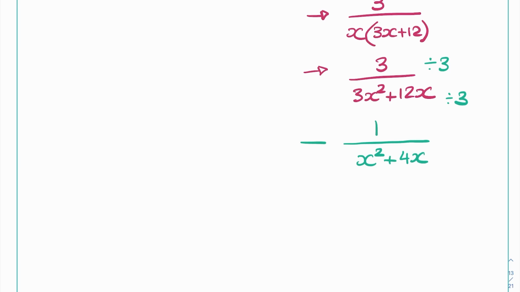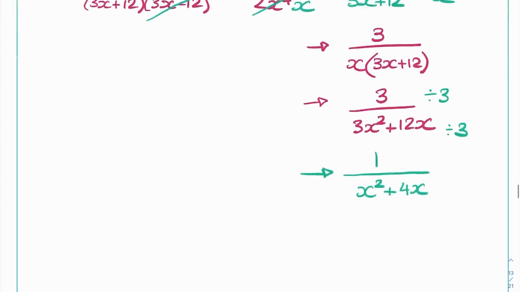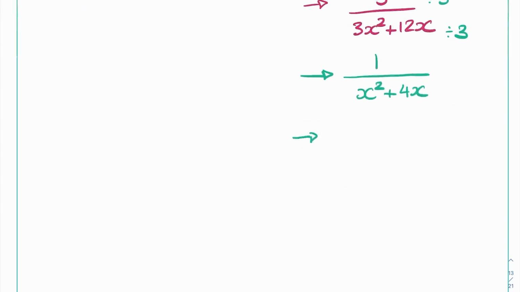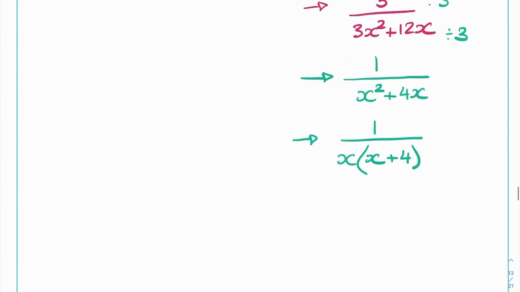It's almost at the point that it wanted in the question, it's just that it wants us to factorise the bottom so x is on the outside of the bracket. So if we factorise that, 1 on the top, x on the outside of the bracket, x squared divided by x will be x, and 4x divided by x will be 4. So the value of r is 4. It doesn't ask us to find the value, it just wants us to write it in that form, so by doing that we have actually got the value. So there we go, there's our final answer, 1 over x brackets x plus 4. Okay, on to our next question.